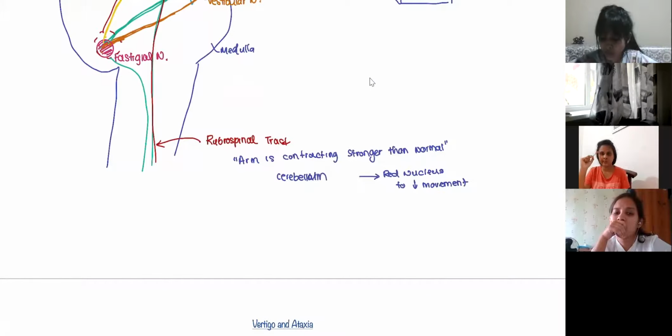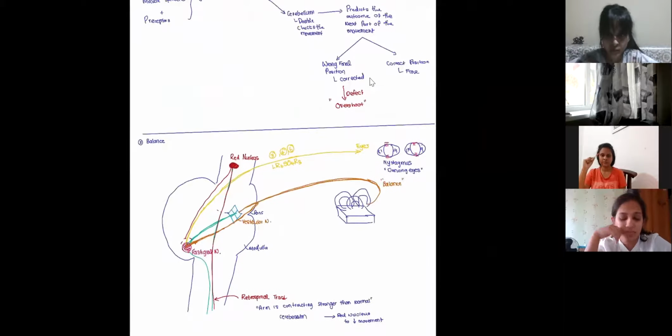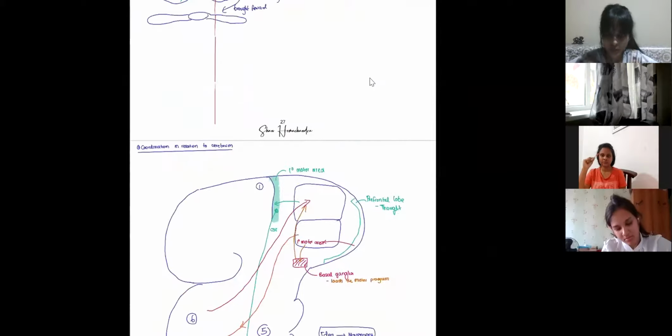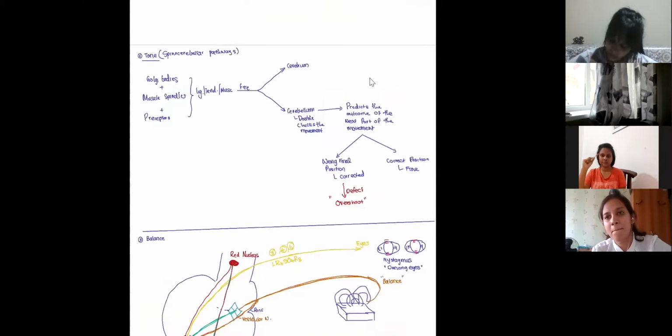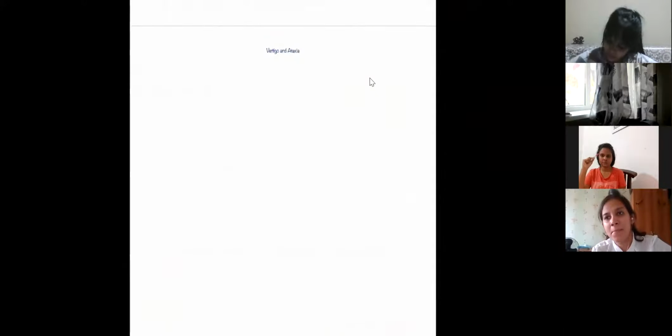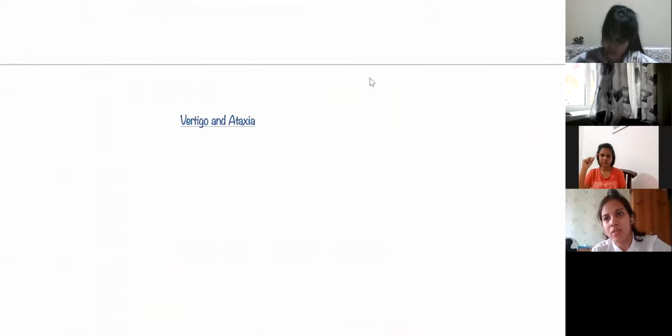The normal cerebellum will tell the red nucleus to decrease the movement. A defective cerebellum will not be able to do that, so these people will have symptoms. And good news for you guys, when it comes to the cerebellum and its disorders, there's only 2 symptoms.